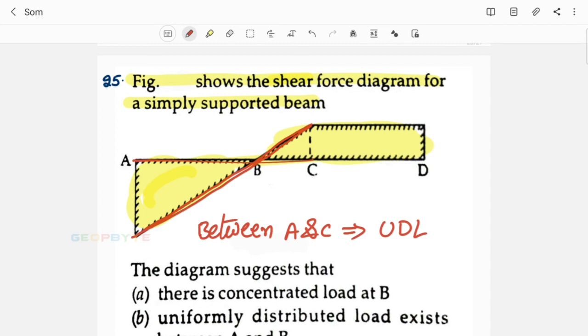And in between CD or at D, I can say that at this region, at D, there might be a point load. Or because of the reaction also, the shear force may be developed. Anyhow, let us look at the options.